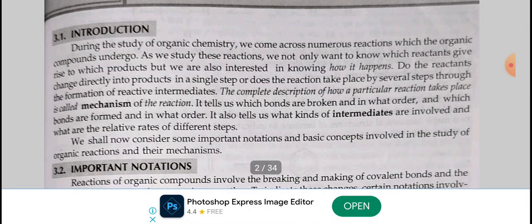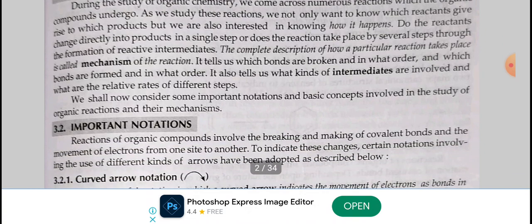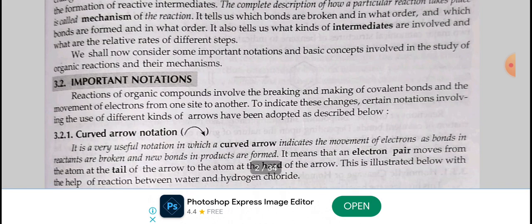The complete description of how a particular reaction takes place is called the mechanism of the reaction. It tells us which bonds are broken and in what order, and which bonds are formed and in what order. It also tells what kind of intermediates are involved and what the relative rates of the different steps are. We shall now consider some important notation and basic concepts involving the study of organic reactions and their mechanisms.